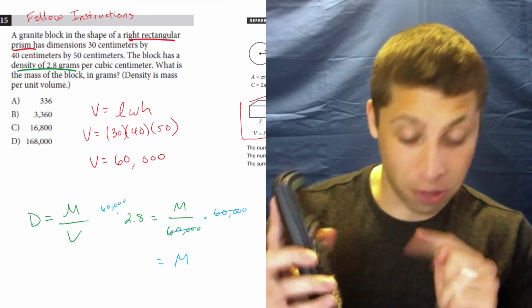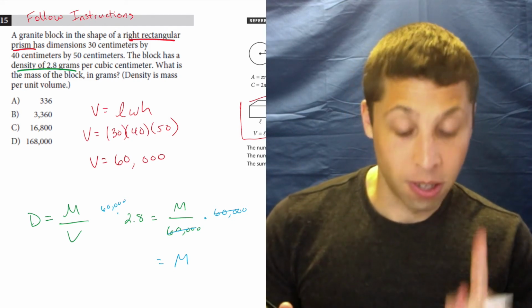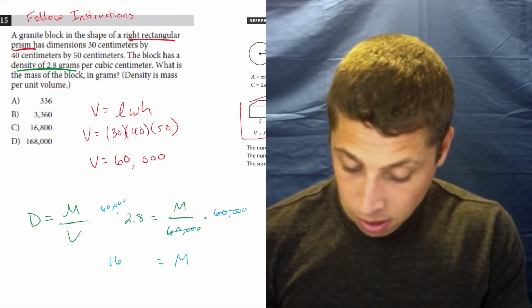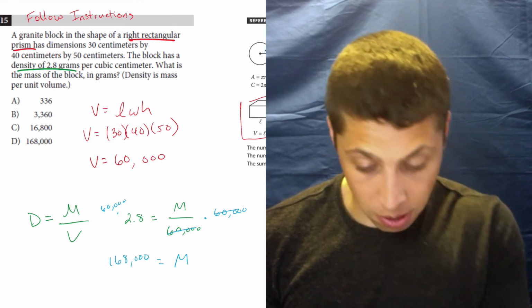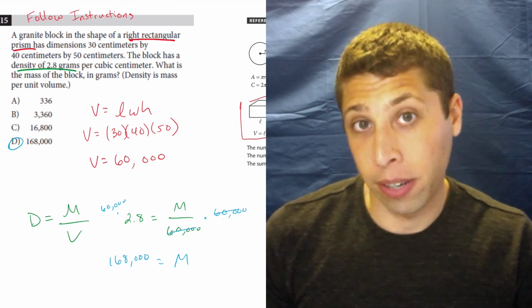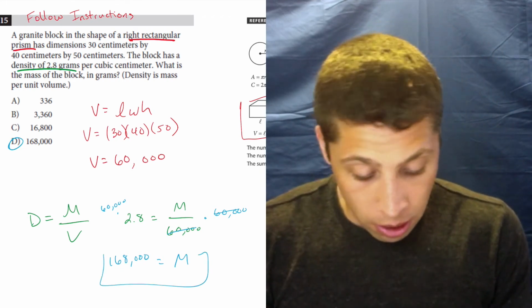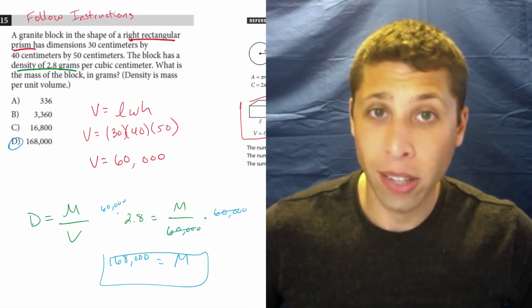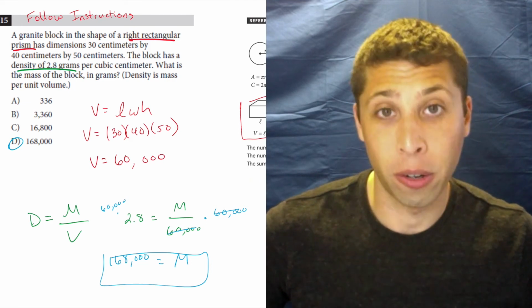Careful with those zeros though, right? Because look at those answer choices. 1 zero off and we're going to get it wrong. So it is 168,000, and yeah, that's our answer. So the calculator did most of the actual math for us. The rest was just plugging things into formulas in the correct places.